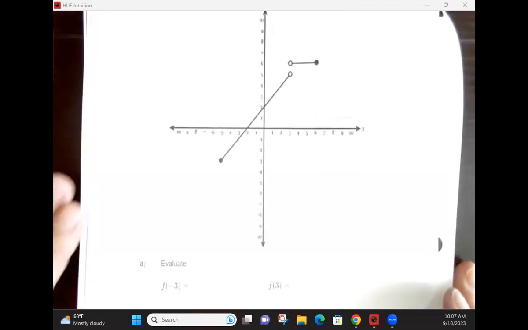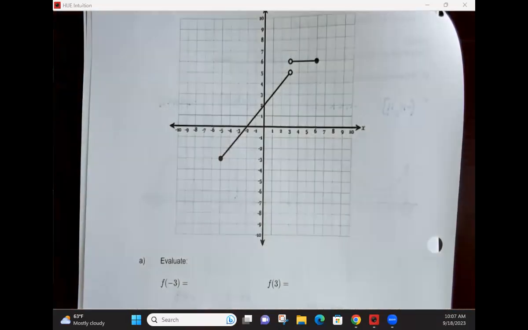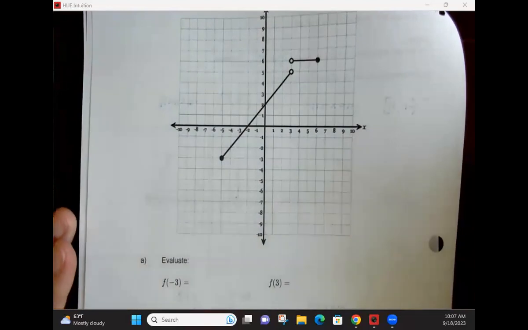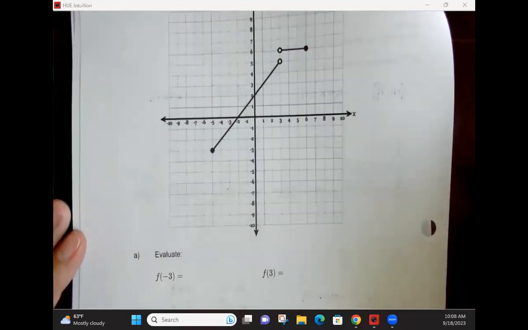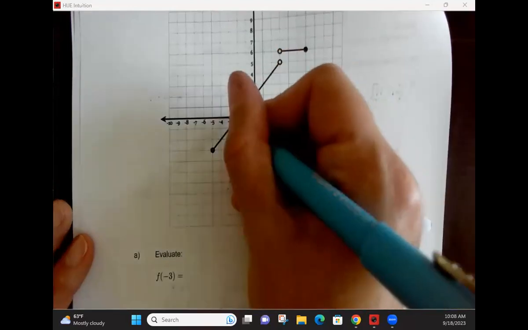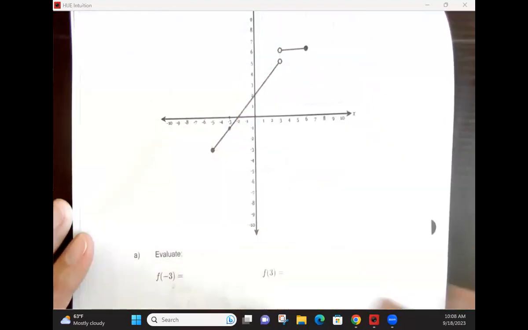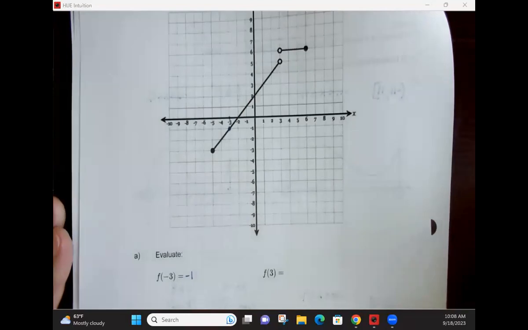We've got a graph here, a discrete graph, because again, we're not continuing forever in any direction. Go ahead and evaluate f of -3 for me. What's f of -3? Back to our unit 1 function notation evaluating there. F of -3 means I go to where x is -3 and we find that point on the graph. It's -1. How about f of 3?